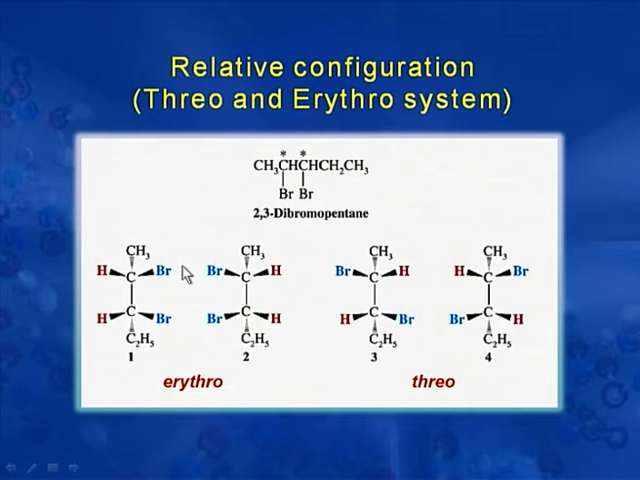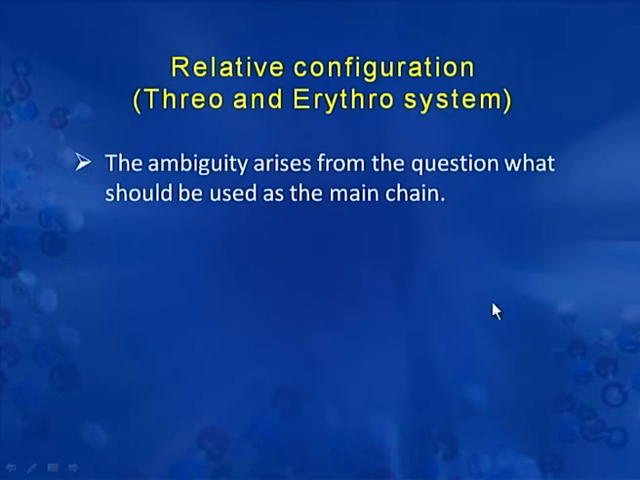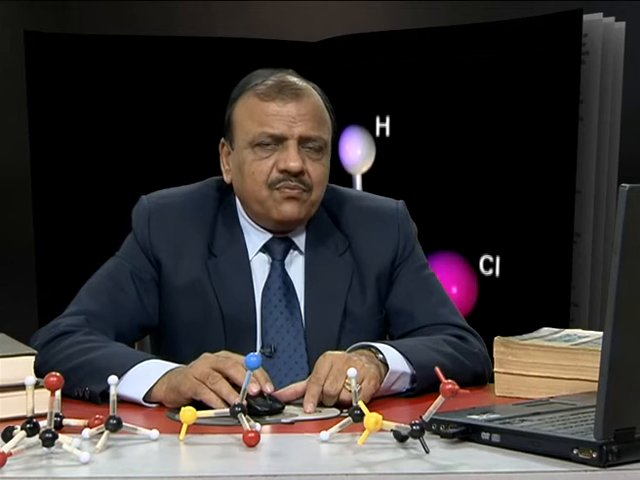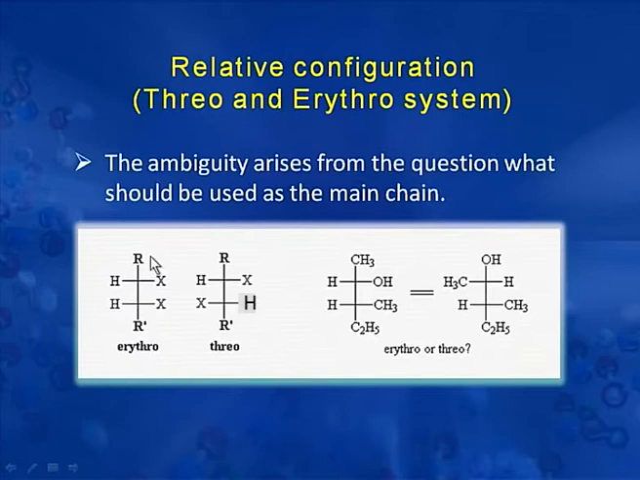These two isomers have the bromine atoms on the same side, and are enantiomers also, so they are classified as erythro, whereas when the two bromines are across, they are classified as threo. But again, this method raises some ambiguity. In what type of cases? The problem comes with which longest chain is to be selected for comparing the groups.